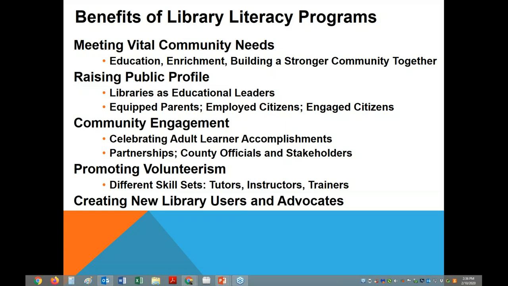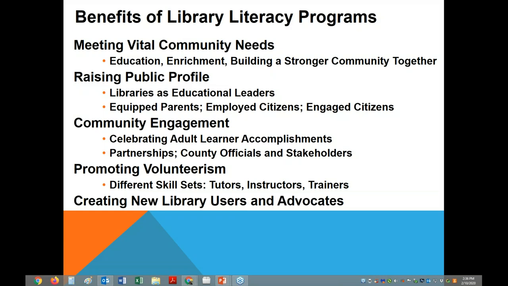Now, several years later, the Literacy Council formed an agreement with the library to provide office space and tutorial rooms and a paid literacy coordinator. And so, at that point in time, the program was partially funded with county funding through the library and partially funded through the Literacy Council with funding from the local United Way.